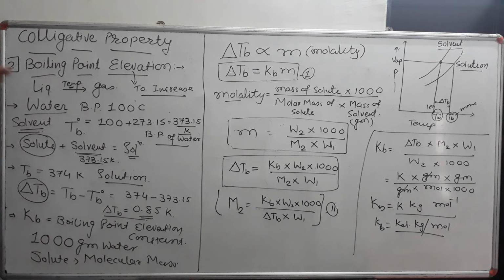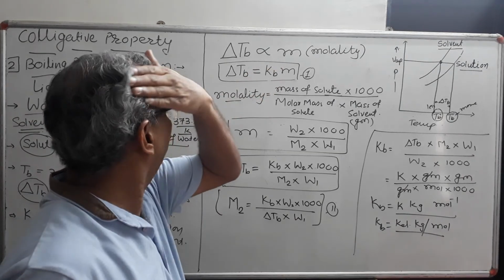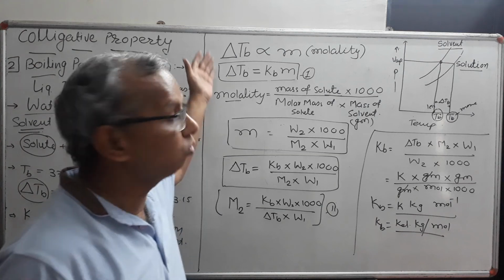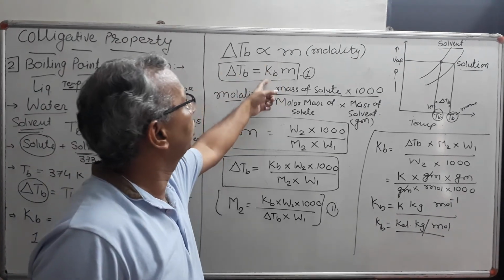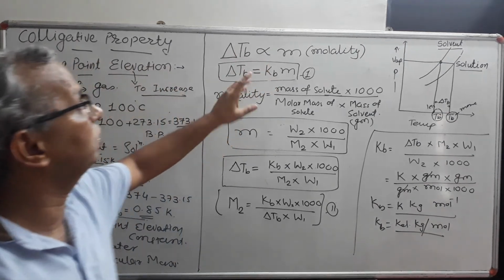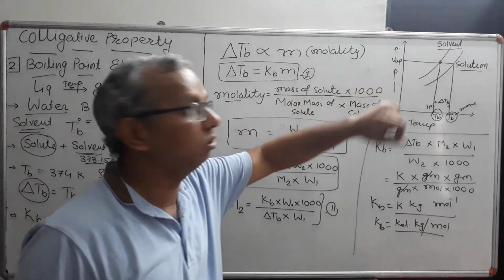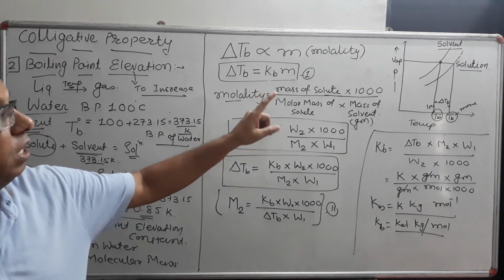So the total derivation of boiling point elevation, this is the second colligative property, friends. We have started from delta TB, then kb, then delta TB is proportional to m. This is derived by thousands of experiments, friends, and that's why delta TB is equal to kb into m. kb is boiling point elevation constant. Now we are putting the value of molality. Molality is mass of solute into 1000 divided by molar mass of this solute into, friends, mass of this solvent.